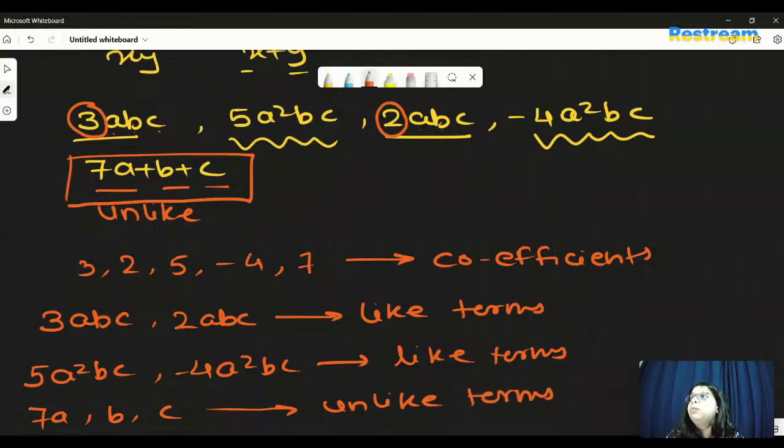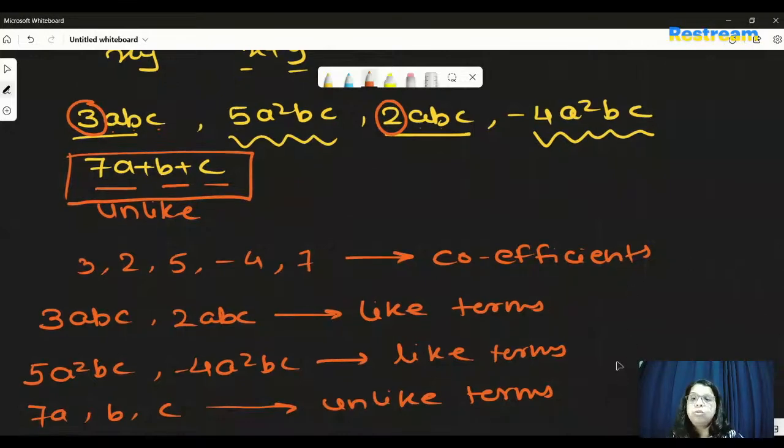Now this one is going to be really important, because like terms can be added, subtracted together. Unlike terms cannot be added or subtracted. Unlike terms can only be multiplied or divided. Like terms can be added, subtracted, multiplied or divided, but unlike terms can only be multiplied and divided. So we are going to start with how to add and subtract like terms.